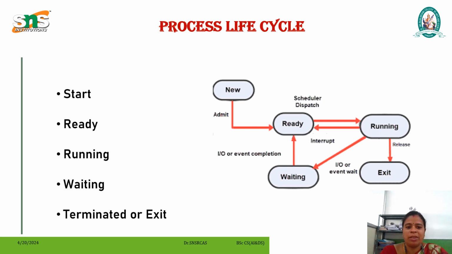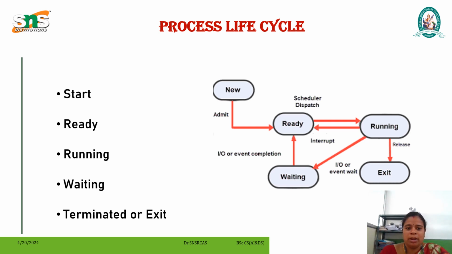Next one, process life cycle. When a process is executed, it passes through different states. The stages may differ in different operating systems, and the names of these states are also not standardized. In general, a process can have one of the following 5 states at a time. First one, state 1, start. This is the initial state when the process is first started or created.